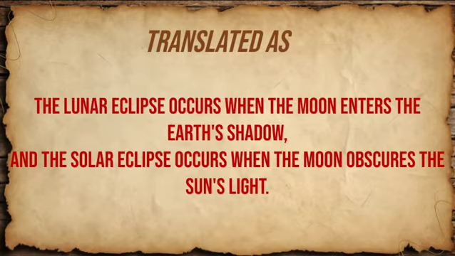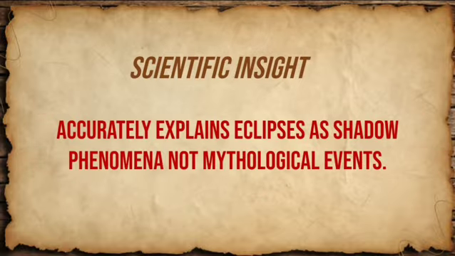This shlok translates as: the lunar eclipse occurs when the moon enters the Earth's shadow, and the solar eclipse occurs when the moon obscures the sun's light. At a time when people believed eclipses were caused by the demons Rahu and Ketu, Aryabhatta gave the correct scientific explanation. A lunar eclipse happens when the moon enters Earth's shadow, and a solar eclipse occurs when the moon blocks the sun's light. No superstition, just pure science.